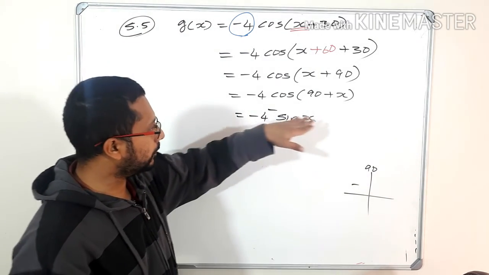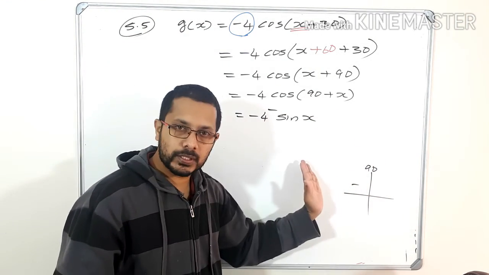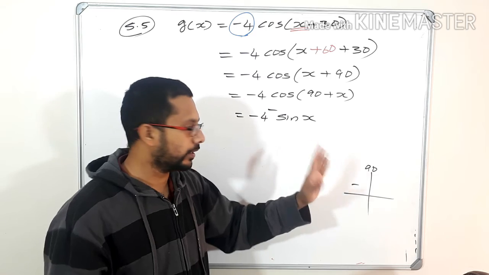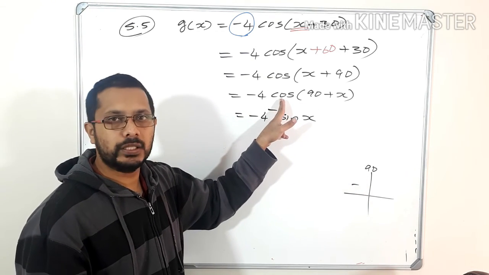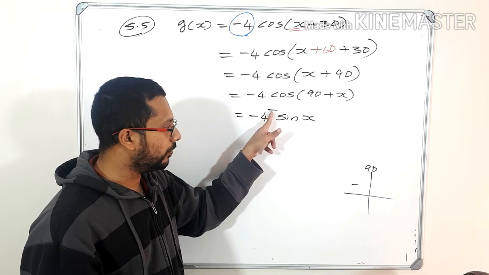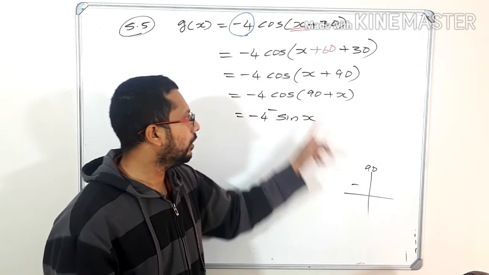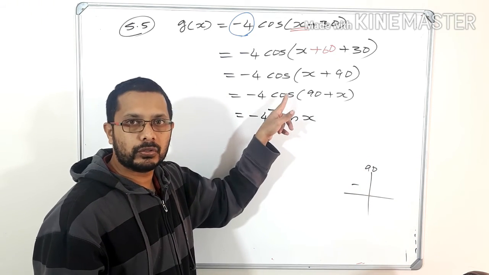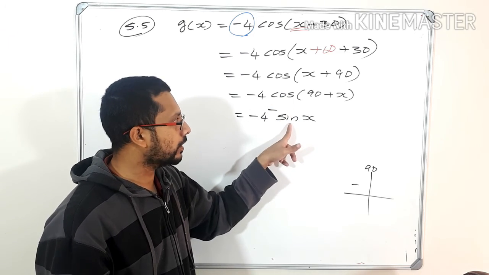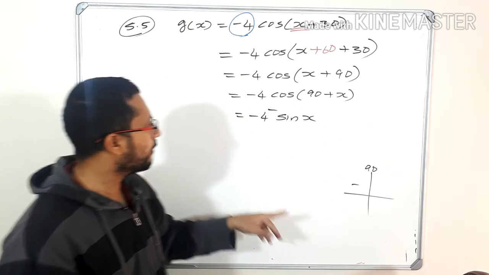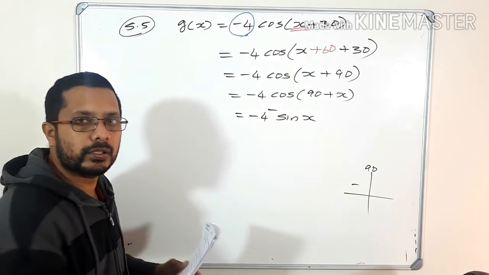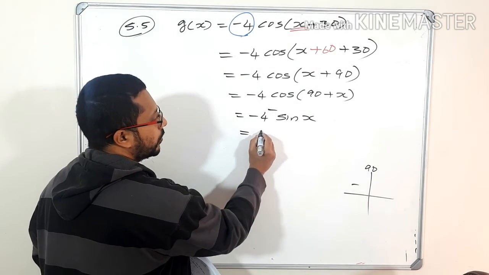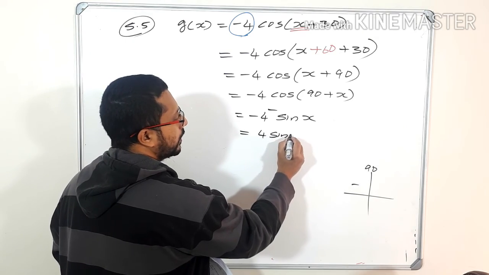So now look at this one. 90 plus x means second quadrant. Second quadrant, what is positive? Sine is positive. Here what? It is cos, so it is negative. Since it is based on 90, you have to change its cofunction. So what is the cofunction of cos? It is sine, then that acute angle, okay. So now look at this one, minus into minus, what is minus into minus? Positive, so it is positive 4 sine x.